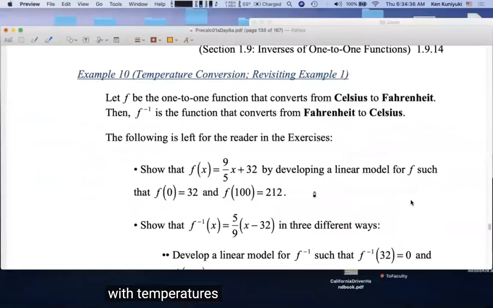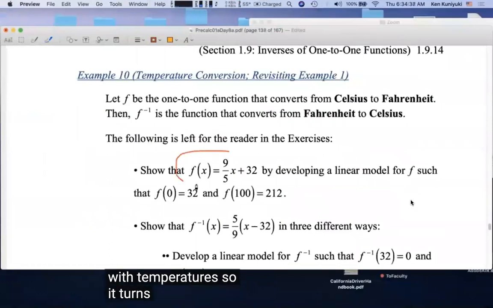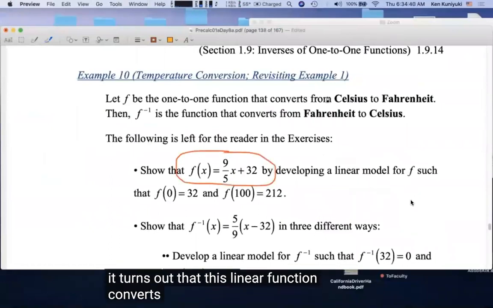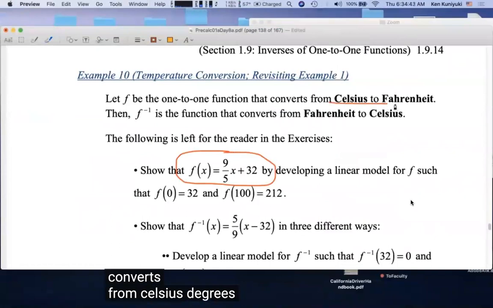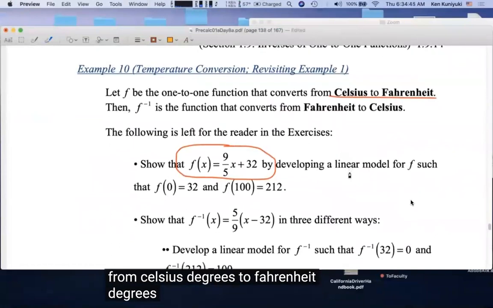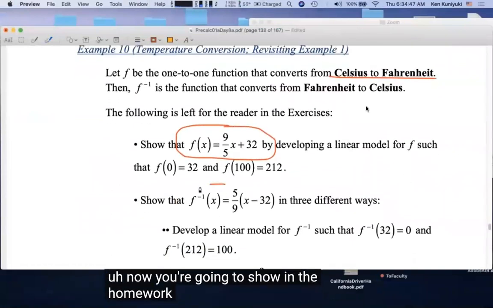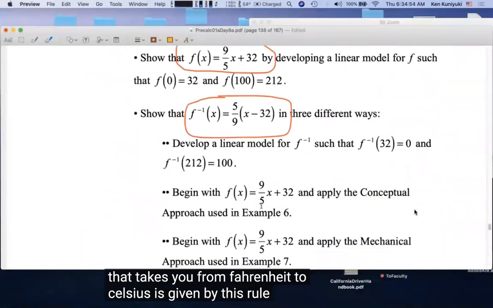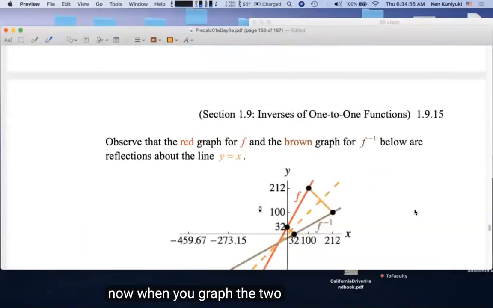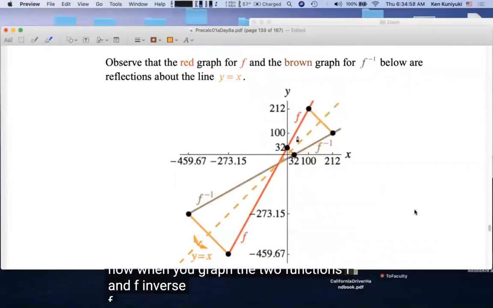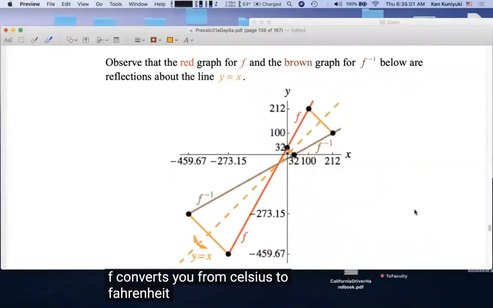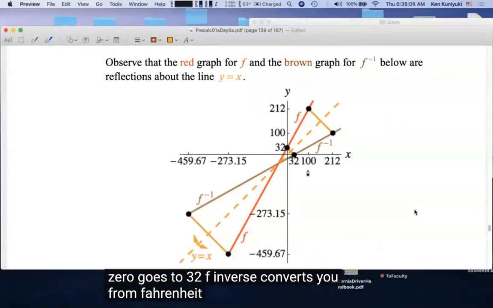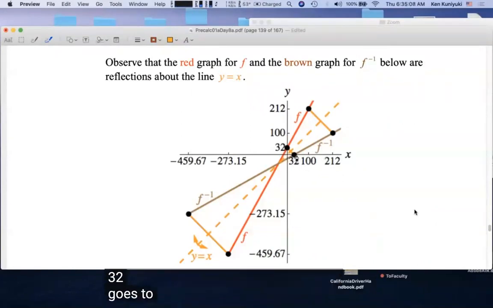With temperatures, it turns out that this linear function converts from Celsius degrees to Fahrenheit degrees. Now you're going to show in the homework that the inverse function that takes you from Fahrenheit to Celsius is given by this rule. Now, when you graph the two functions, f and f inverse, f converts you from Celsius to Fahrenheit. For example, 0 goes to 32. F inverse converts you from Fahrenheit to Celsius. For example, 32 goes to 0.